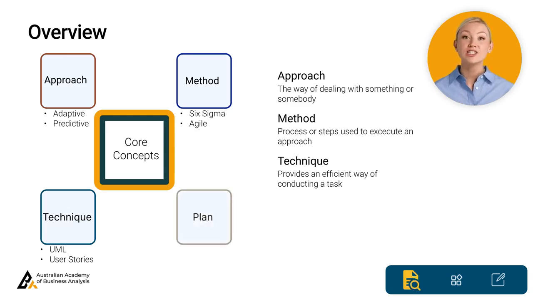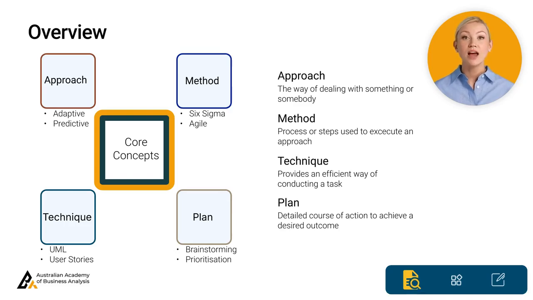A plan is essentially a detailed course of action designed to achieve a specific goal or desired outcome. Planning sessions like brainstorming and prioritization act as a roadmap, guiding us through the process and ensuring that every initiative is aligned with its intended objectives. Therefore, every initiative, regardless of its nature, must have a well-thought-out plan to ensure its success.